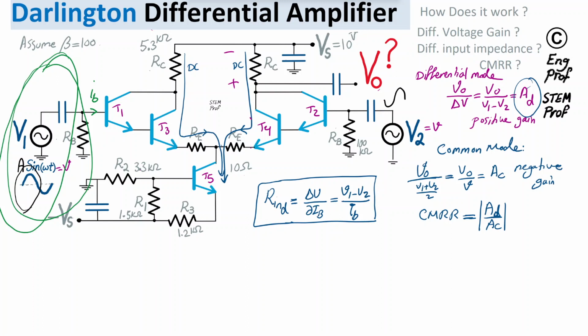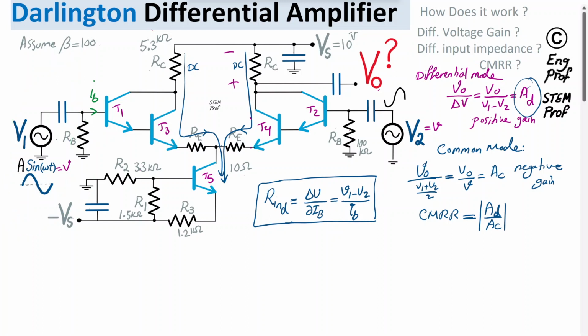Okay, so now that we understand what things we want to find and how the circuit is operating, let's do the DC analysis. I'm going to do the DC analysis, and then find the answers for these important things, including differential gain, common mode gain, CMRR, and R in D. So those are the questions I'm going to answer. Okay, so let's start with the DC analysis quickly.